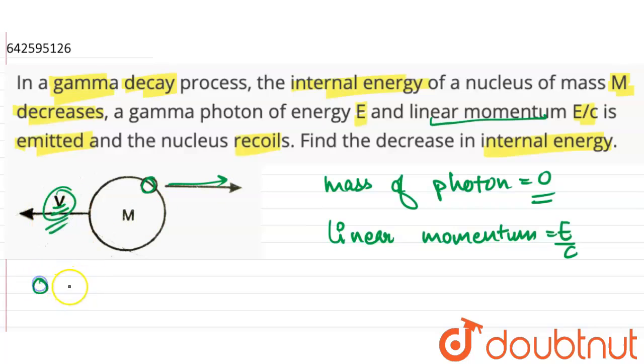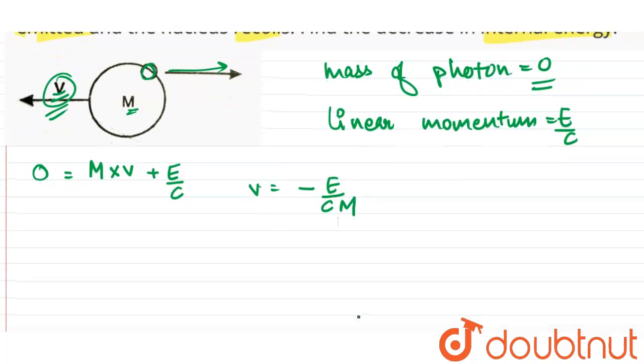So initial momentum is 0, final momentum is M, that is the mass of the nucleus, times v, its recoil velocity, plus the linear momentum of the photon. Linear momentum of the photon is given to be E by C. So this is E by C. From here, v comes out to be minus E by C capital M. So this is the recoil velocity, and the negative sign means it will go in the opposite direction to that of the photon.